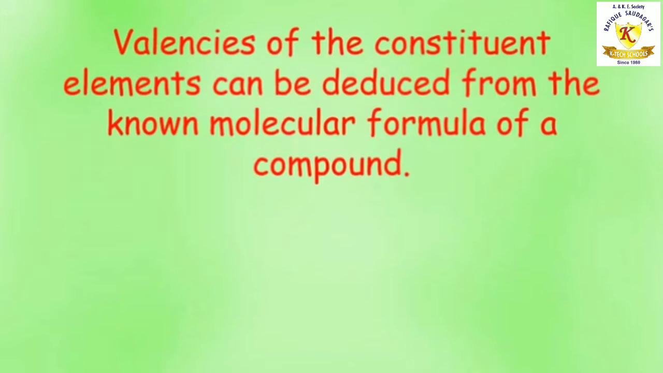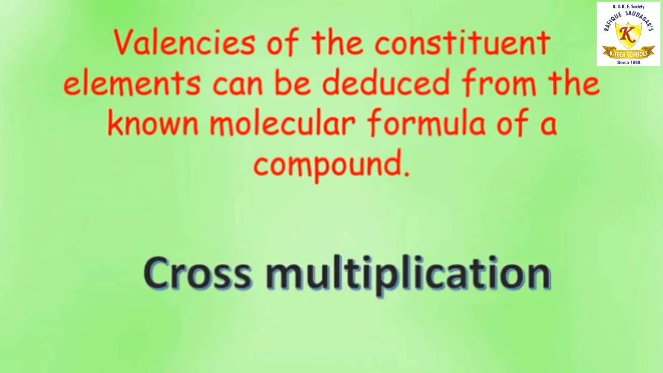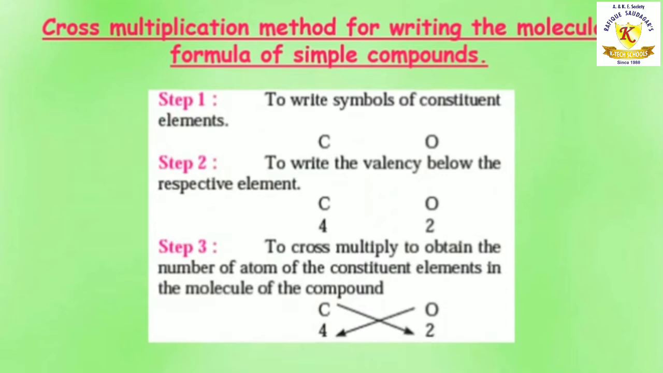Valencies of the constituent elements can be deduced from the known molecular formula of a compound. We can find out by cross multiplication method. Now let's see what is cross multiplication method. Cross multiplication method for writing the molecular formula of a simple compound. So the first step number 1, we need to write the symbols of constituent elements. So here we are writing C and O.